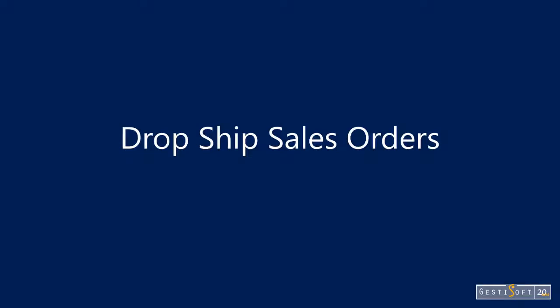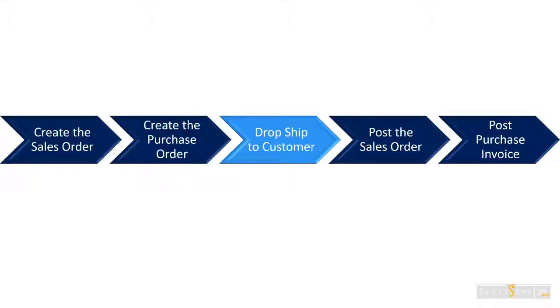In this demo scene, we will show you how to do a drop ship from a sales order. In this scenario, there are 5 steps. First, we'll create the sales order. Then we'll create the purchase order. In the process, we'll drop ship the item that we've just ordered to the customer. We'll post the sales order and then the purchase invoice.